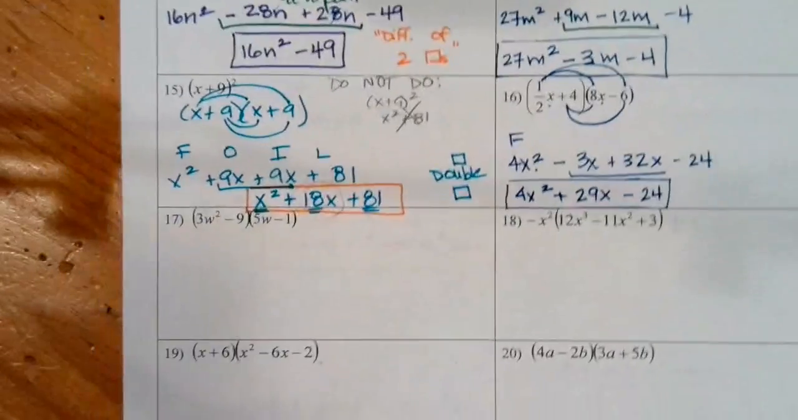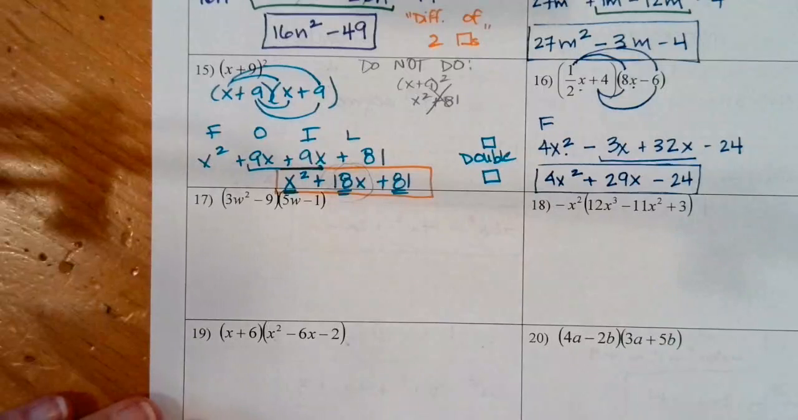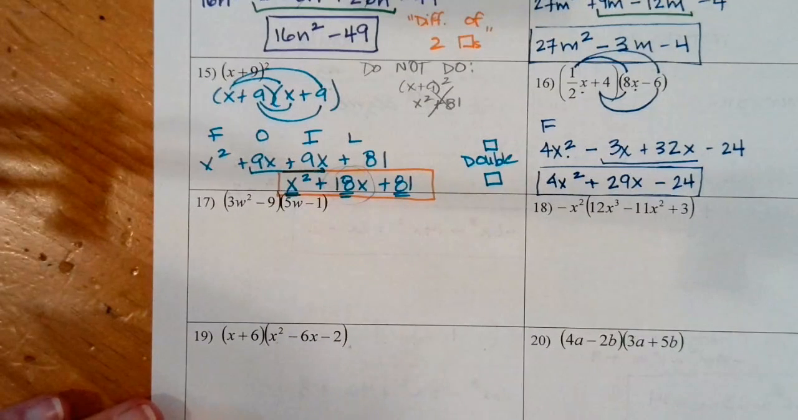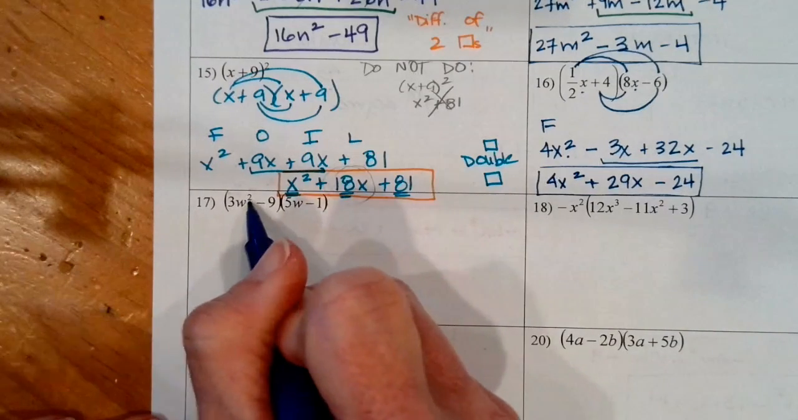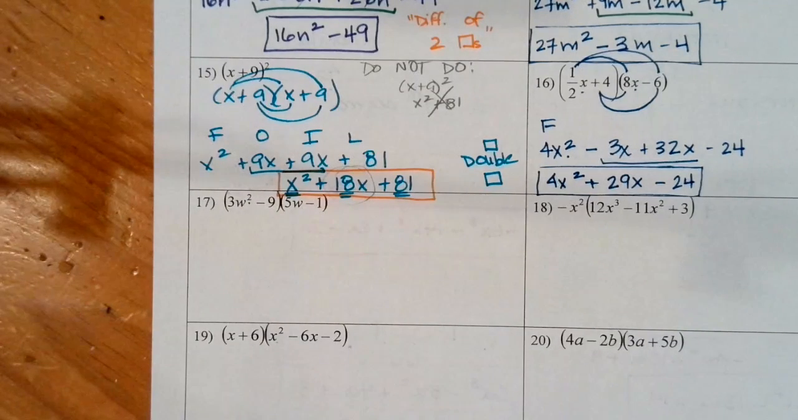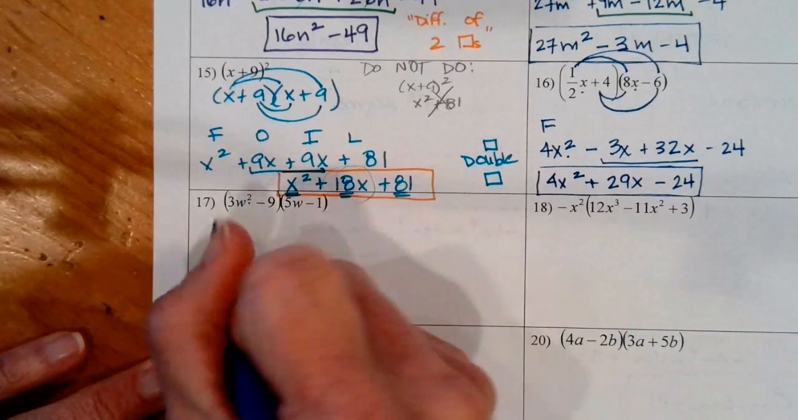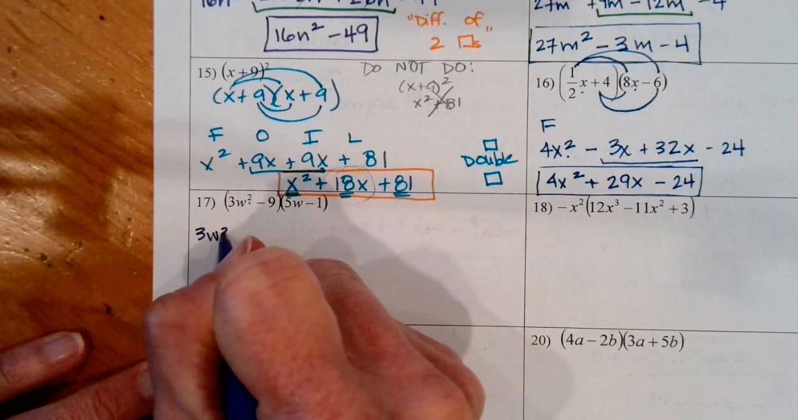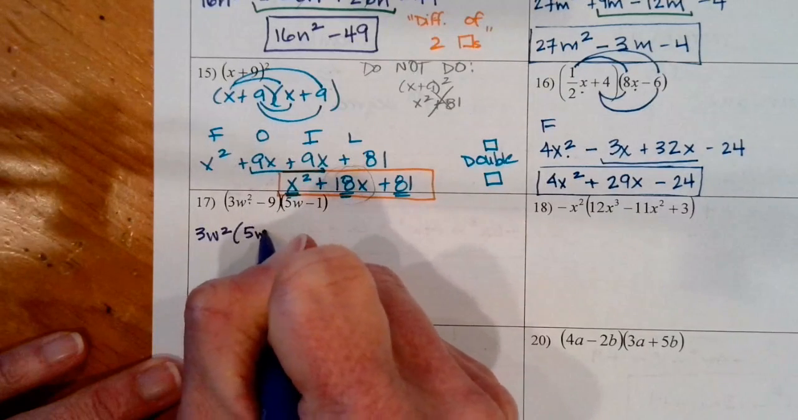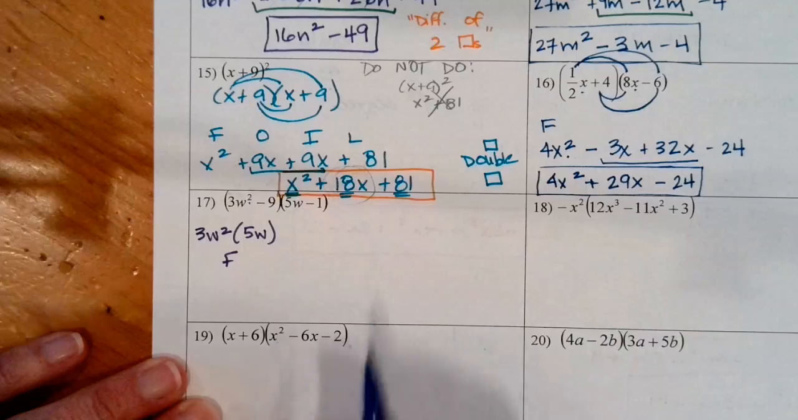All right, let's keep going. 3w squared minus 9. Now this one's interesting because it already has the squared here. So I know I'm going to end up with that times w. I'm going to have a cubed variable for this one. So 3w squared is going to be multiplied by 5w. That's our first term.